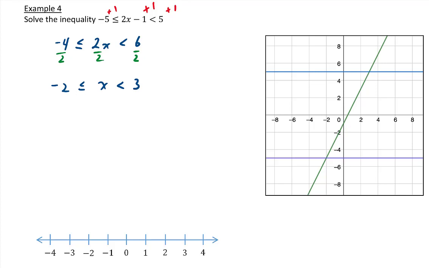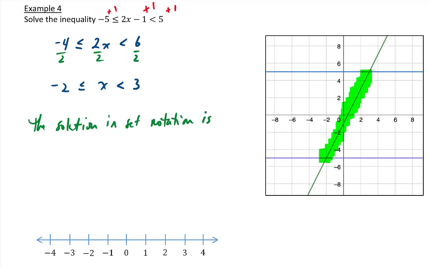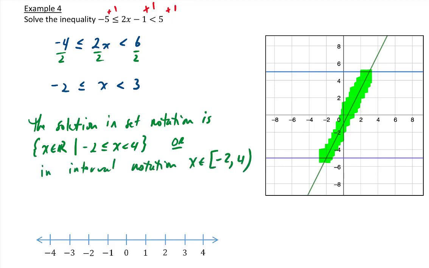And we can see this graphically once again. So this one is saying, when is 2x minus 1 in between negative 5 and 5? So here is the line, and we can see it's above negative 5 and less than 5 from negative 2 all the way up to 3, highlighted there in green. So let's conclude. The solution in set notation is the following. Or we can represent the solution in interval notation. Again, notice the square bracket on the negative 2 and the rounded bracket on 3.